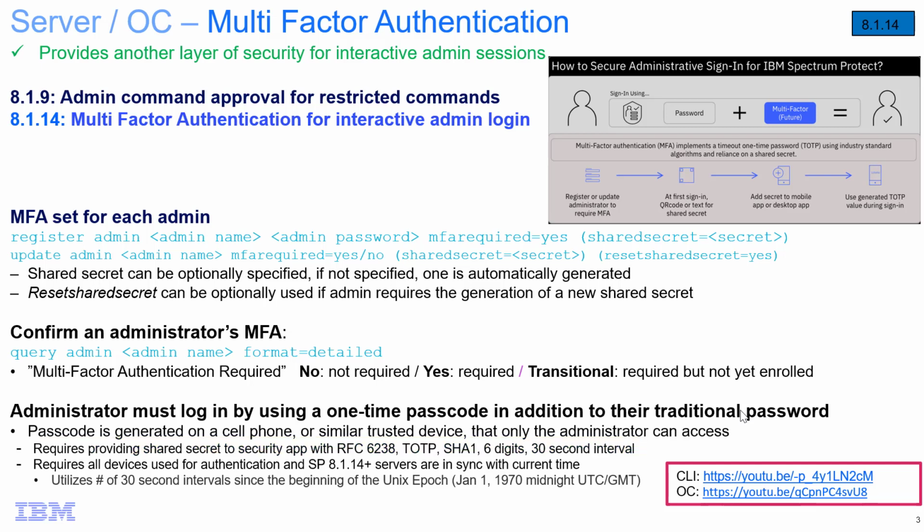You also have to make sure that your Spectrum Protect server is in sync with the current time so that when you do use these security apps, they are able to correctly generate that code. And this is because we use a 30-second interval that's set from the beginning of Unix epoch time. I have 2 demos on YouTube for using multi-factor authentication. One is using it with the command line interface, and one is using it with the Operations Center.